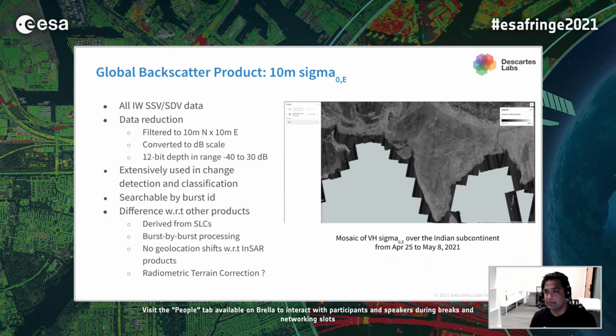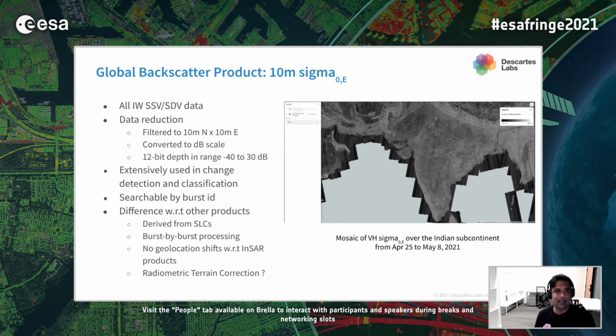So I want to show some examples. Here's our global backscatter product that we built with this. Here's a mosaic of VH sigma naught. The layer we produce is sigma naught E. There's no DEM involved in the backscatter at this point yet. It's posted at 10 meters.